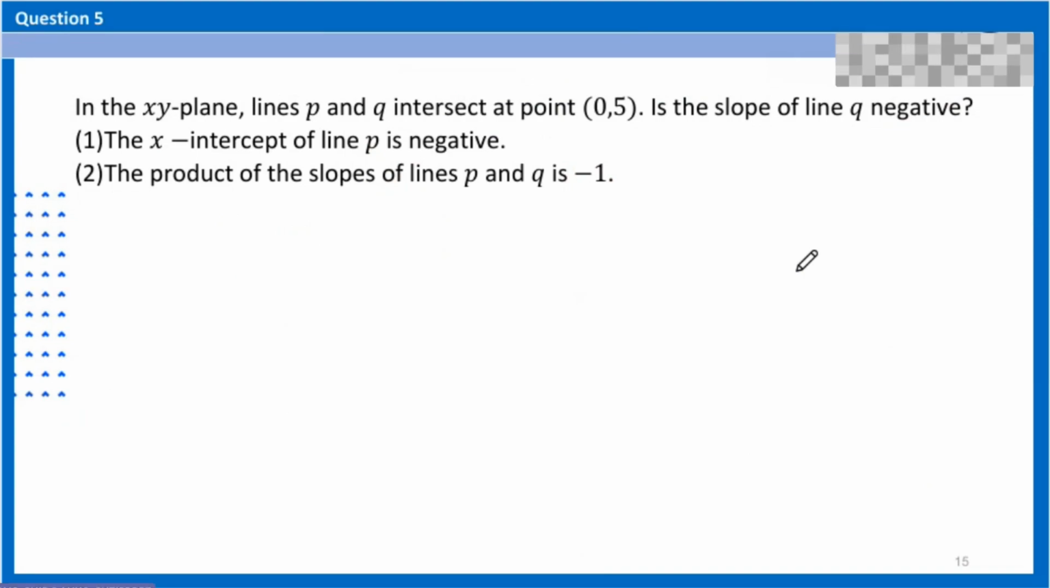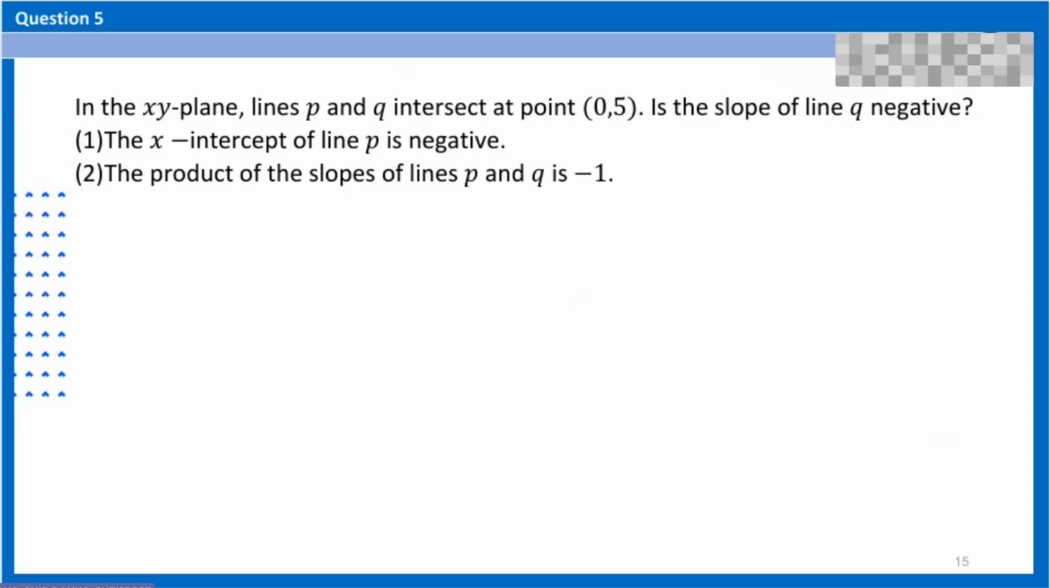In the XY plane, lines P and Q intersect at point (0, 5). Is the slope of line Q negative? And you have those two statements. Some time to try this one.